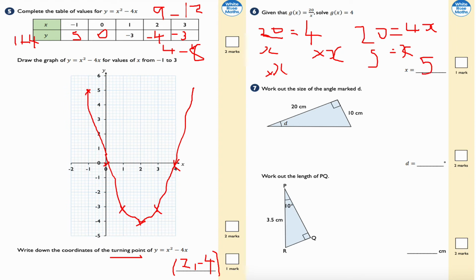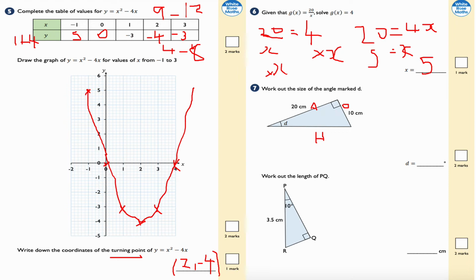The next part, guys, work out the size of the angle marked D. So this is looking at a bit of trigonometry. So first step is labeling your sides. So this is the opposite, opposite the angle, should be an O there. So that's my opposite, and this is my adjacent. And if you're interested, the longest side is called the hypotenuse, or just H.